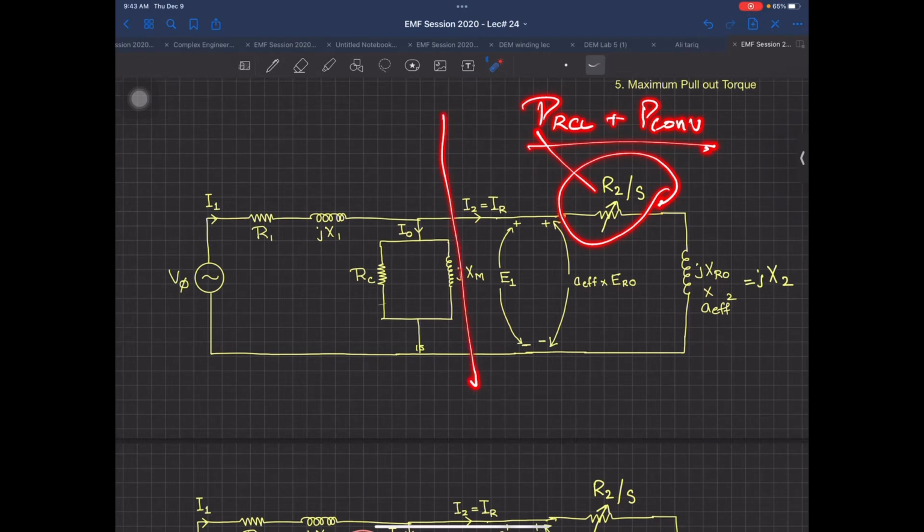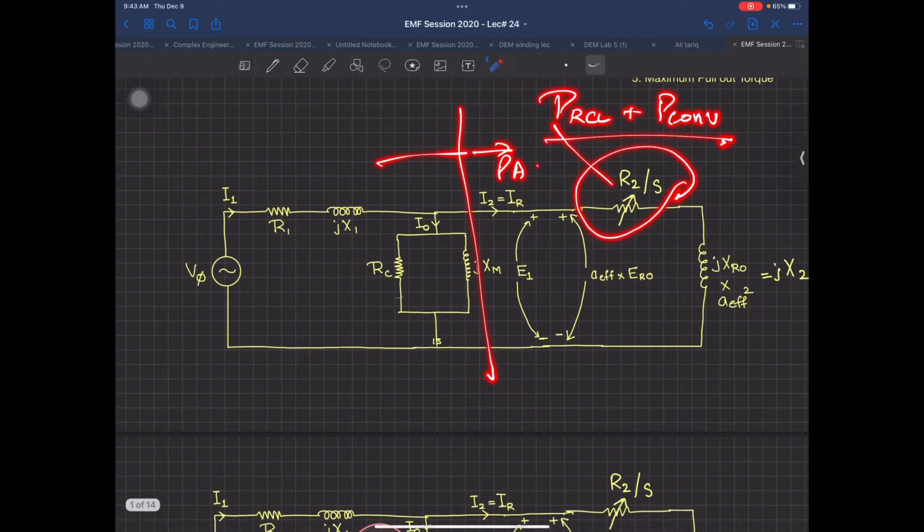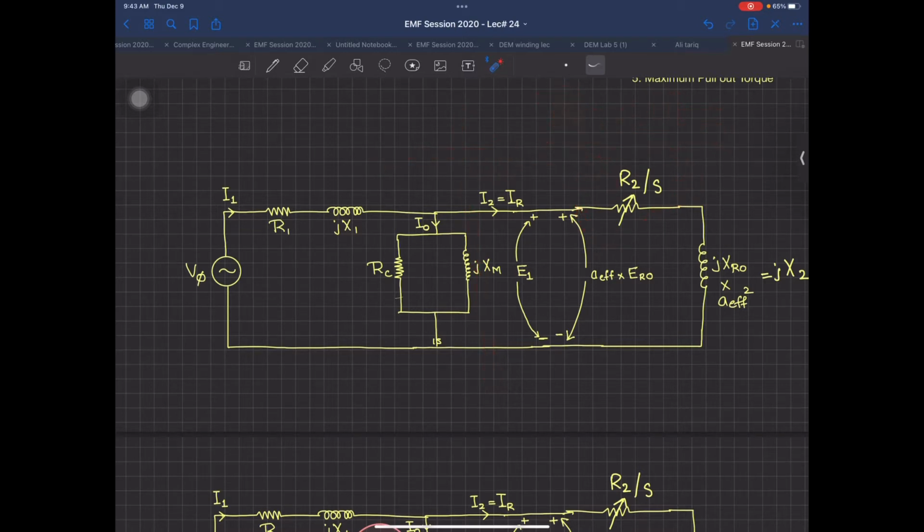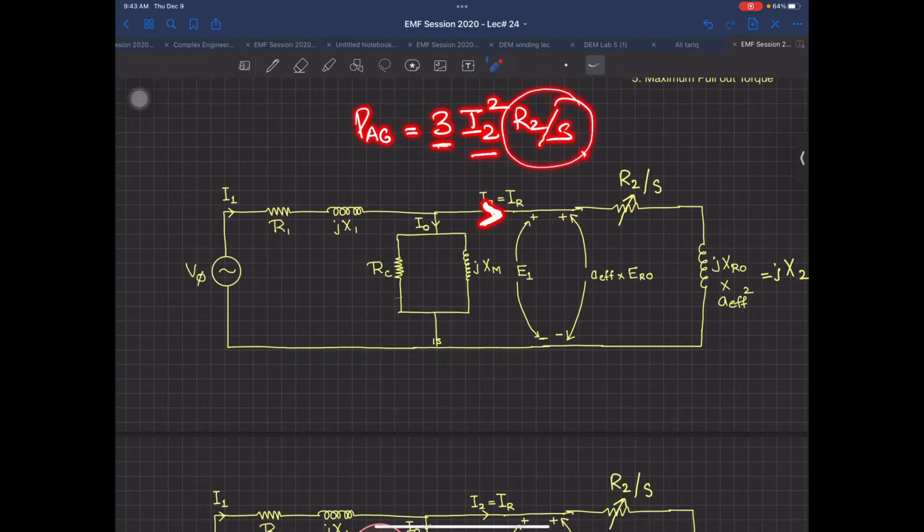So I am interested in the power flowing across this barrier, which is the air gap power, which is being consumed inside this resistor. So if I am interested in the air gap power, P air gap is equal to 3 I2 squared R2 by S. 3 for the phases, I2 is the current flowing in this rotor branch, and R2 by S is the resistance divided by the slip. Now to find I2, you are required to do the current division rule, because some current flows here, some current is there. It becomes a very difficult task.